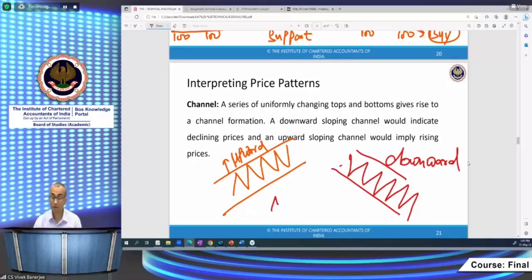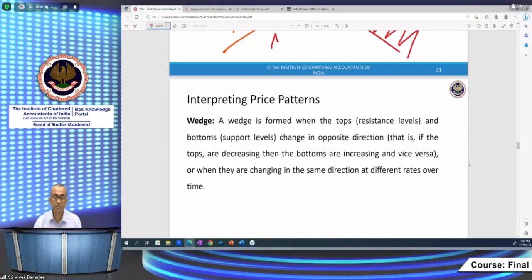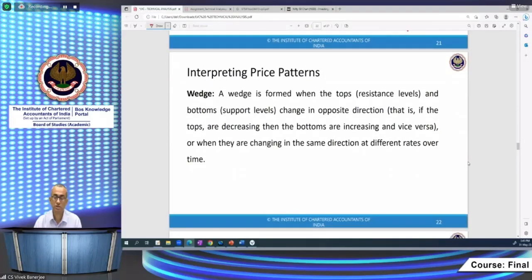Fine. Now come to the next interpreting price pattern. It is wedge. So a wedge is found when the resistance level and the support level change in opposite direction. That is, if the tops are decreasing, then the bottoms are increasing, or vice versa, or when they are changing in the same direction at different rates over time.